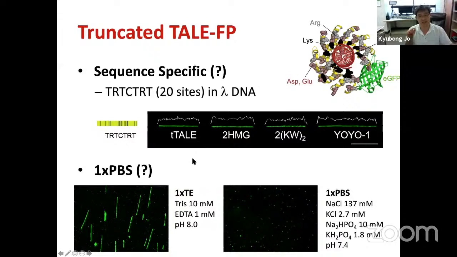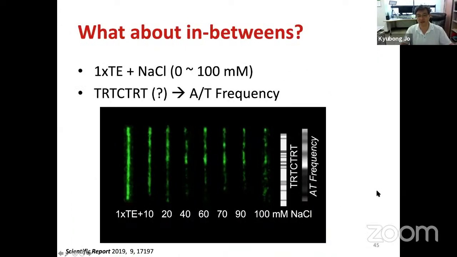The question is, is it working in 1X PBS? In 1X TE, it's working so well, but in 1X PBS, no, we cannot see anything. That's a little bit disappointing. But my student came to me, and she tested conditions in between 1X TE and 1X PBS. She simply increased the sodium chloride concentration, and that shows some patterns. It looks like the AT-specific patterns we saw in the previous studies.